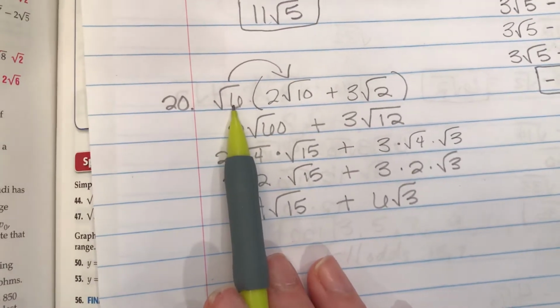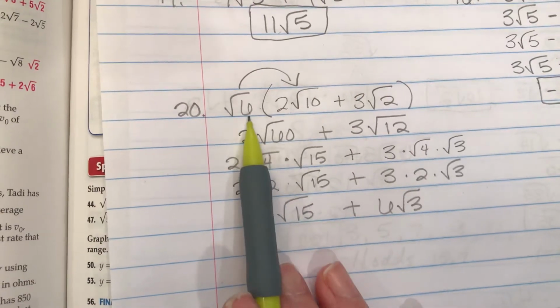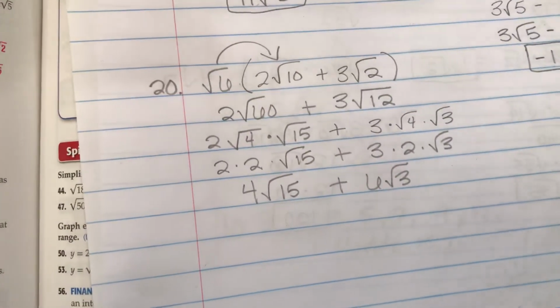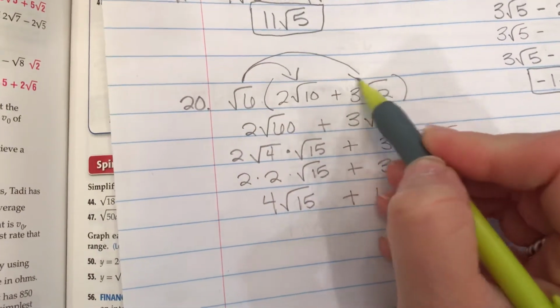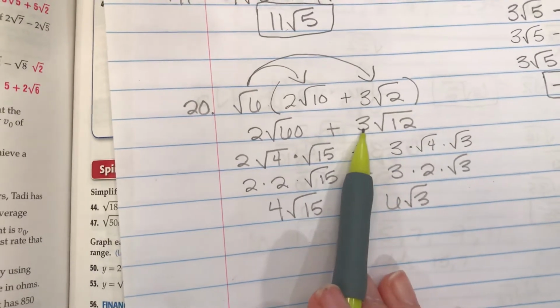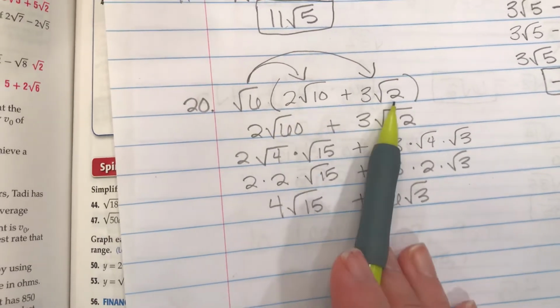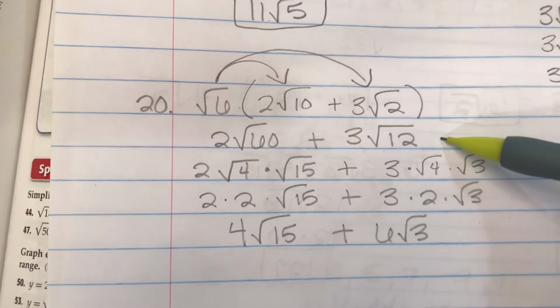So square root of 6 times 2 square root of 10. That's 2 square root of 60. You just do the 6 times 10. That gives you square root of 60. Then you do your distributive property. Square root of 6 times 3 square root of 2. That would be 3 square root of 12. 6 times 2 gives you 12. Okay, so you end up with 2 square root of 60 plus 3 square root of 12.